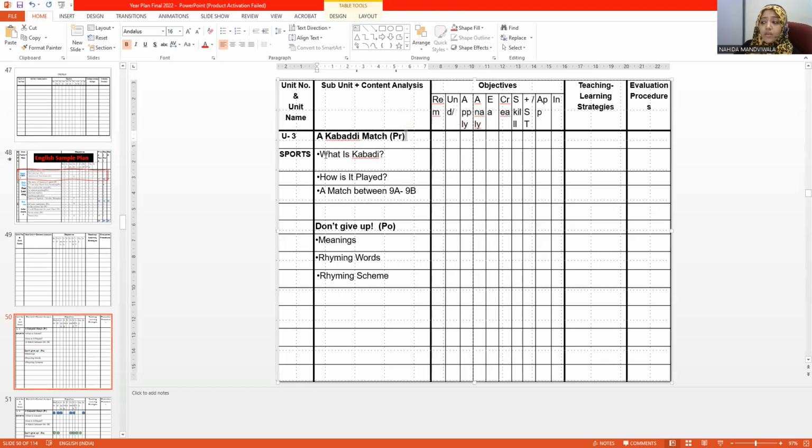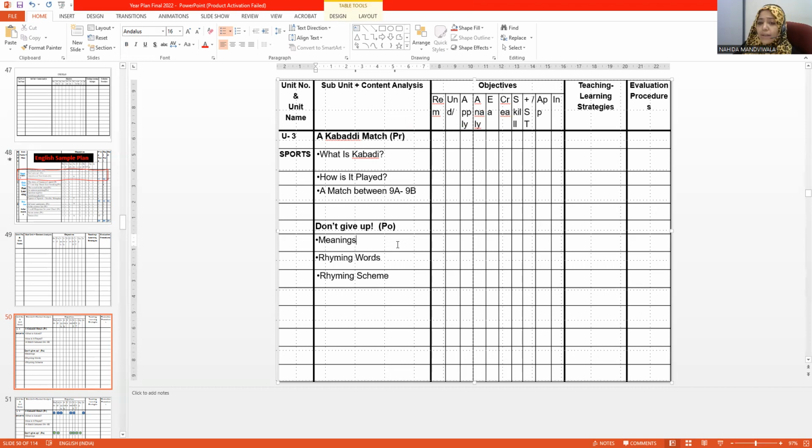And what are the topics that I would want to cover over here? So here I'm going to cover what is a Kabaddi match, how is it played, and the actual match that took place between 9A and 9B. The next is a poem. So I'll write down the title of the poem and I'll write just poem over here.